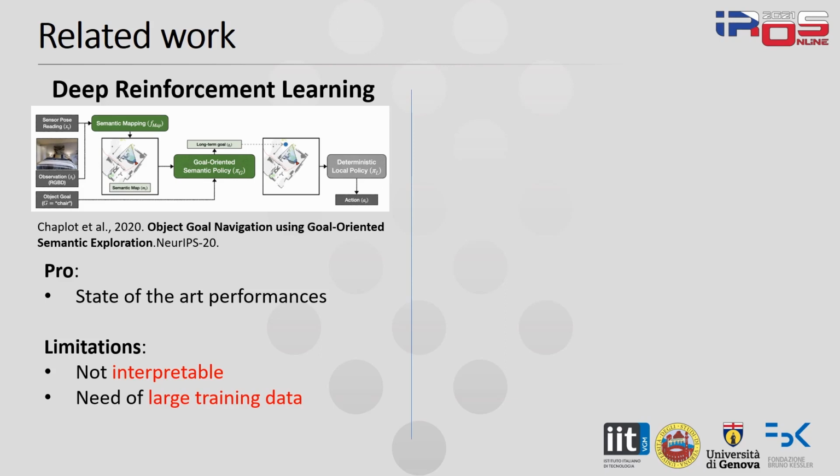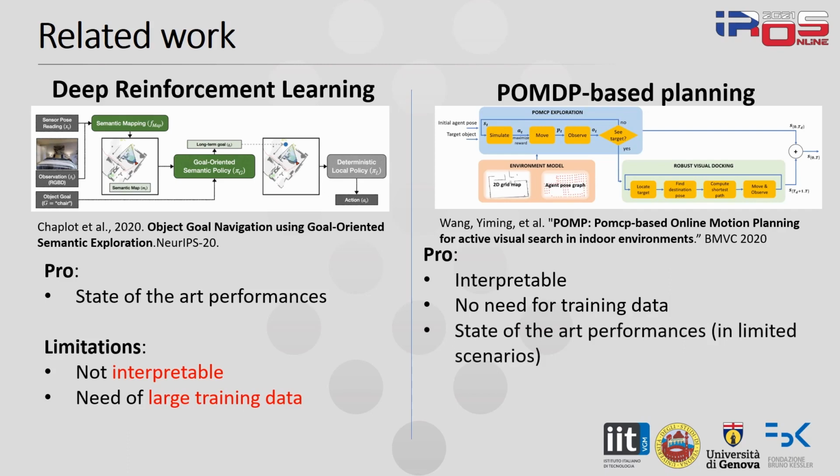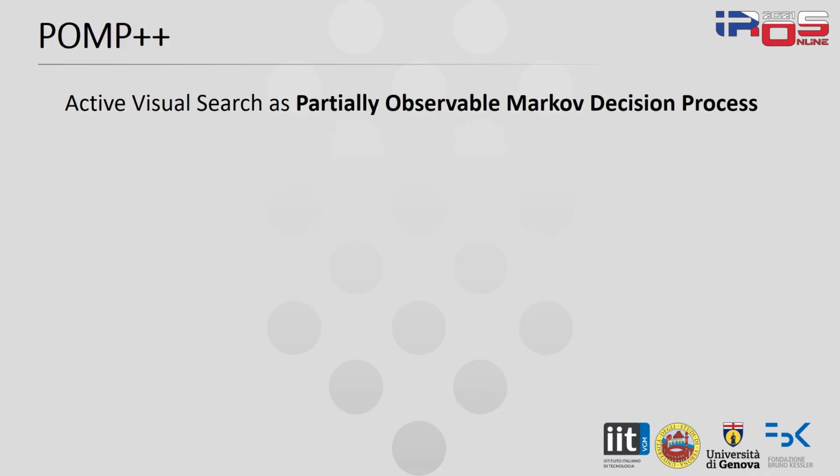meaning that to deploy these models in new scenarios, one first has to gather and annotate new training data. The second class of methods is POMDP-based planners. These methods use POMDP to solve the exploration problem in an online manner. They are interpretable and they require no training data. The performances and limitations of these methods are dependent on their problem formulation. For example, POMP shows a comparable success rate and path efficiency but needs prior information about the layout of the environment.